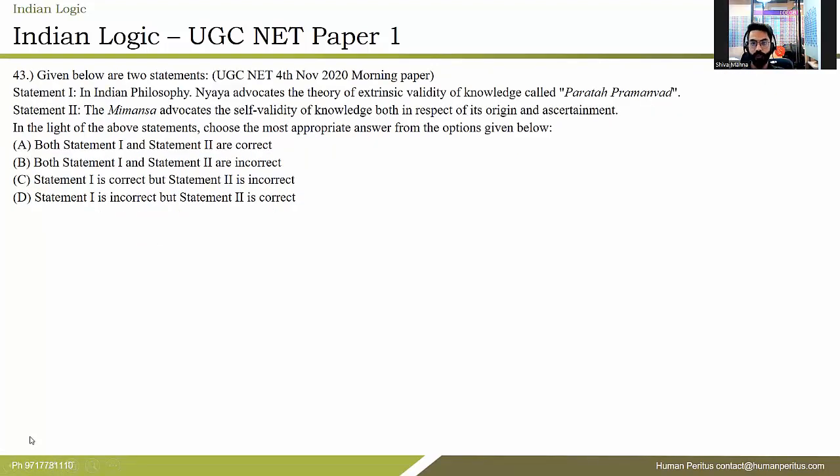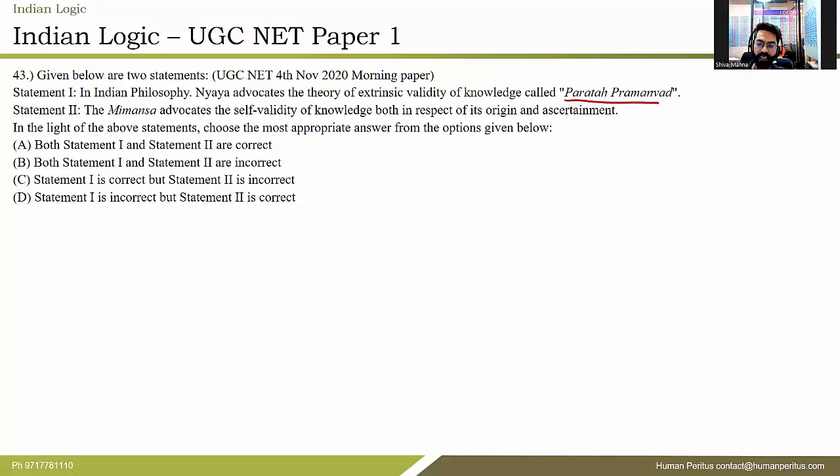Let us look at this question. In this question, we have been given two different statements. In Indian philosophies, Nyaya advocates the theory of extrinsic validity of knowledge called Paratah Pramanyavada. What does this term actually mean? This term is a theory which maintains that knowledge needs to be validated from an external source. It would be considered an absolute truth only when something proves it externally.